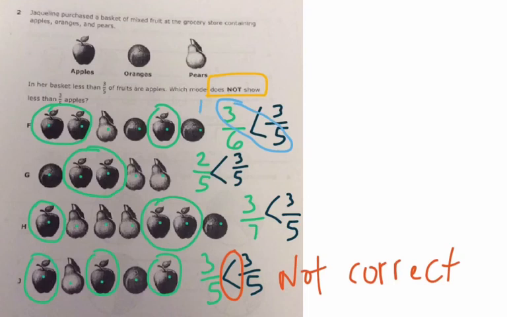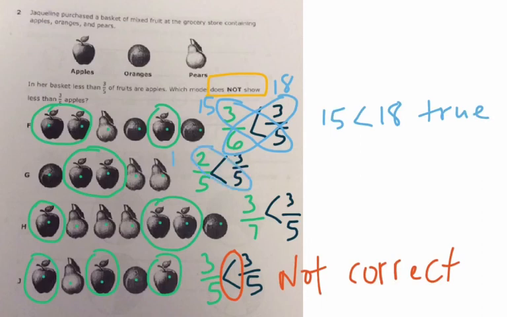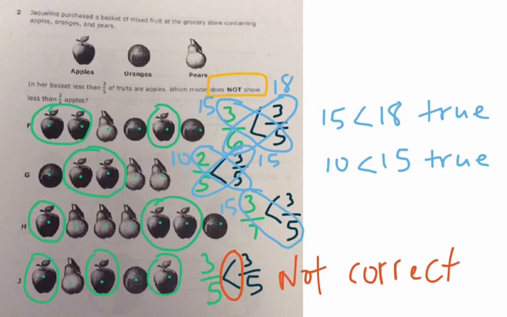So 3 times 5 is 15. 6 times 3 is 18. So is 15 less than 18? Yes, that's true. 2 times 5 is 10. 3 times 5 is 15. So is 10 less than 15? Yes, that is also true. And then the last one, 3 times 5 is 15. 7 times 3 is 21. 15 is less than 21. That is true. So the only one that is not correct would be choice J.